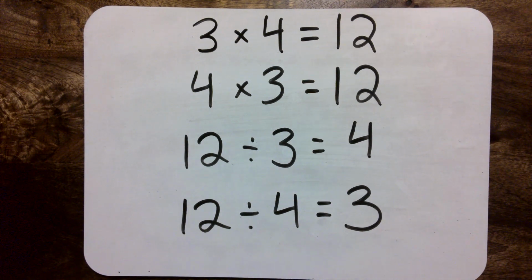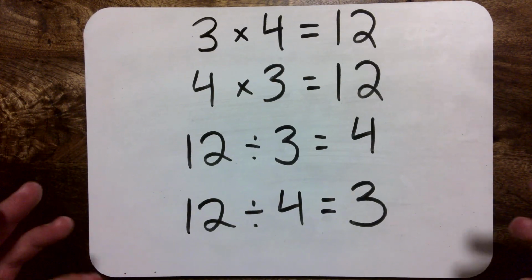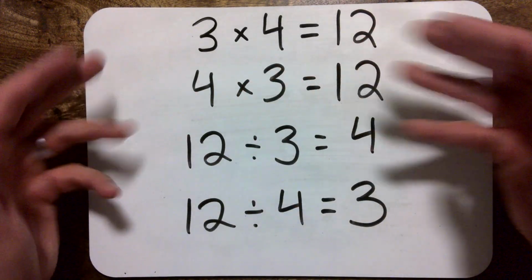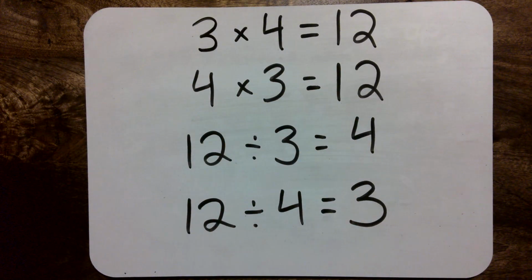In this video, we're going to discuss CRA models for the inverse relationship between multiplication and division. So I'm actually starting with the abstract model, and this is a fact family for multiplication and division. Essentially, the first two are just multiplying 3 and 4 together in any order and getting that same product of 12.